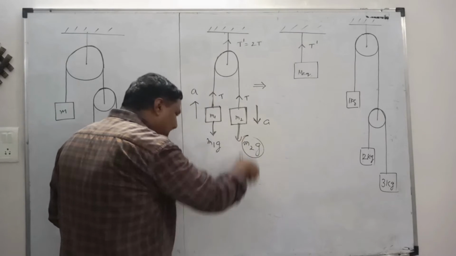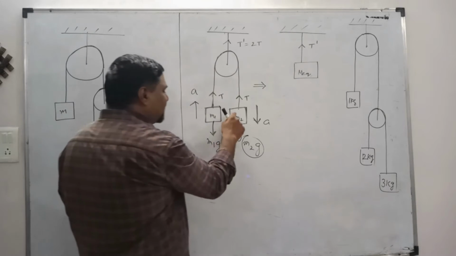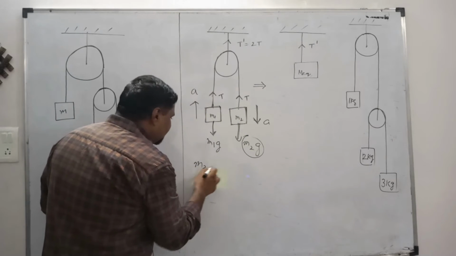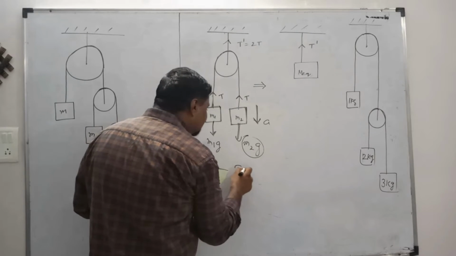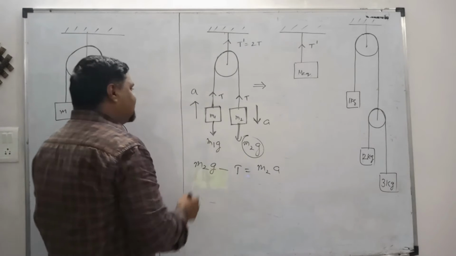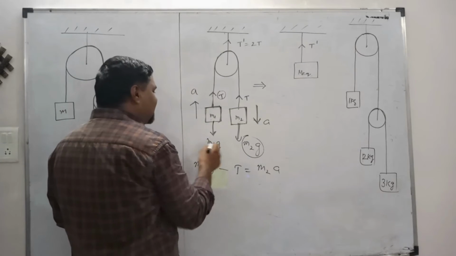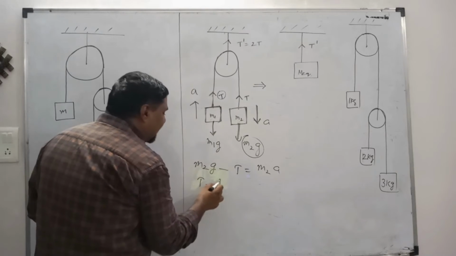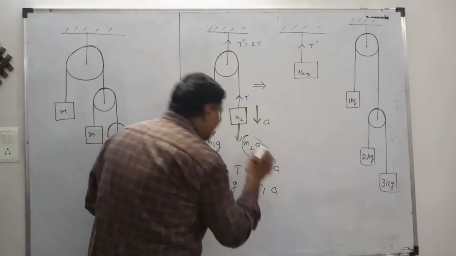So the resultant force is acting downward, and according to Newton's second law, the net force acting on the block must be equal to mass into acceleration. Different forces are acting on m2: m2g and tension. So m2g minus T should be equal to the mass of the block into acceleration. And this block is going up, which means the tension must be greater than m1g. So the equation for this block is T minus m1g, the resultant force, equal to the mass of the block into acceleration.